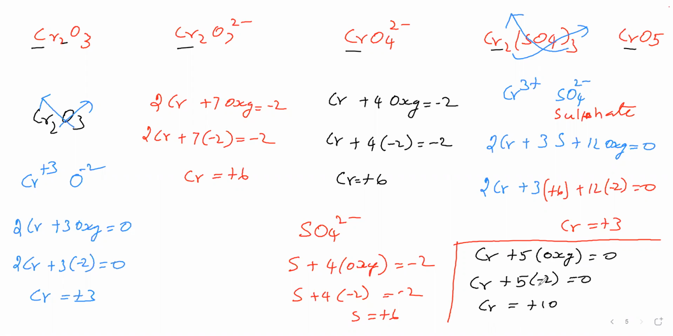Sir, we are finding oxidation numbers. Is the oxidation number we found correct or wrong? How to find it? How to see? We have got the chromium oxidation number as +10 in CrO5. Whether it is correct or wrong, how to find? That we will see. Now we will take chromium.